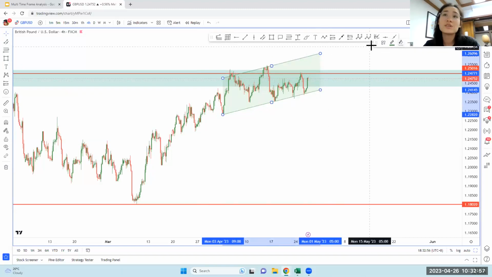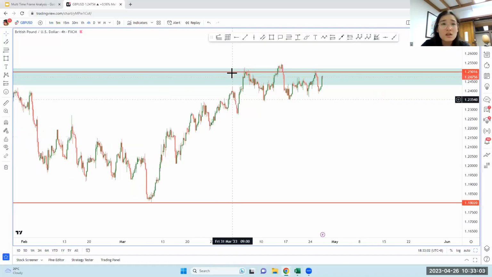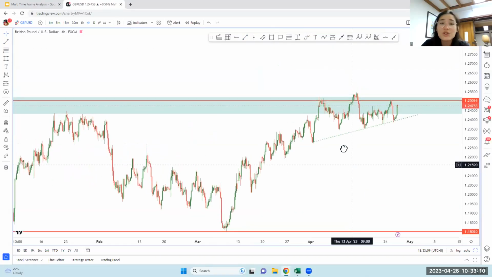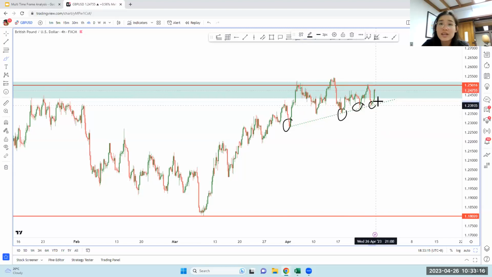So I'm trying to see if we can have any graphical analysis, such as trend lines or trend channels. Let's see if we have a trend line here. Okay, we do. So for a valid trend line, remember that we need at least 3 touches, but in this case we have 4.